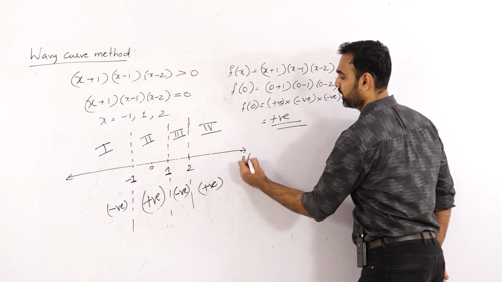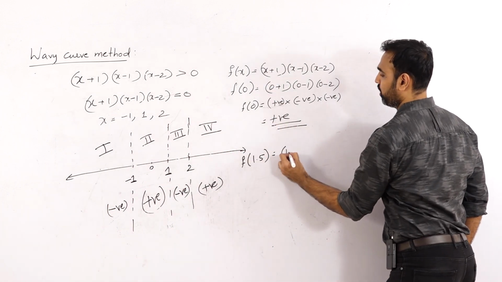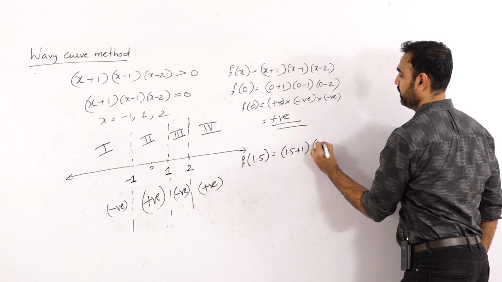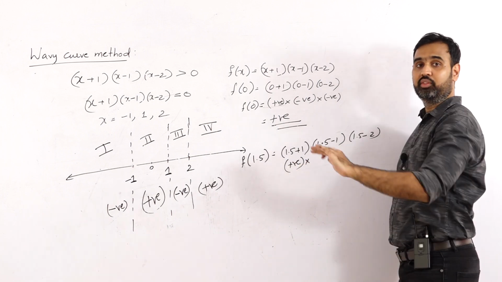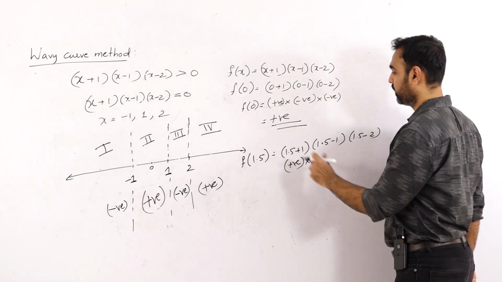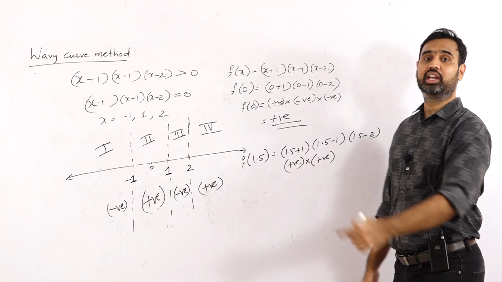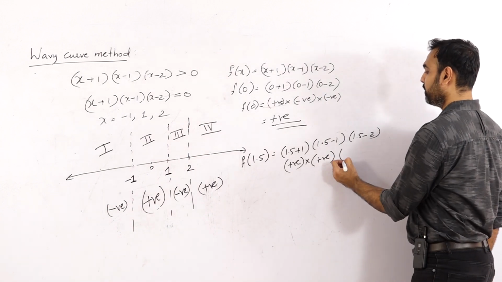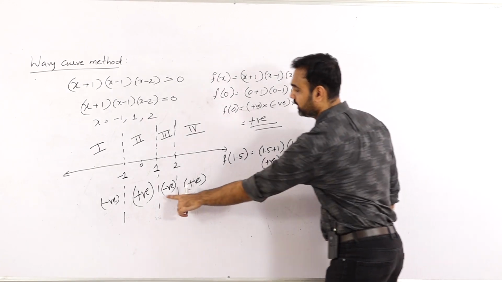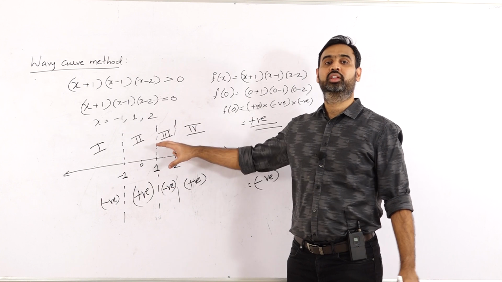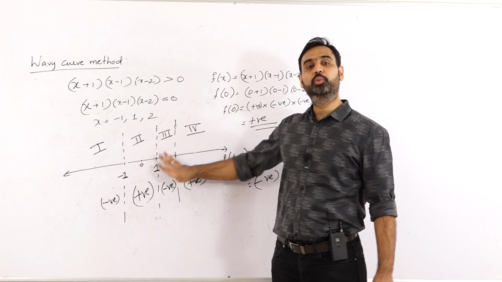We can verify that. For example, I substitute 1.5. 1.5 belongs to this region. So substitute that: 1.5 plus 1, 1.5 minus 1, 1.5 minus 2. We don't need the exact value, we only need whether it is positive or negative. 1.5 plus 1 is a positive value. 1.5 minus 1 is also a positive value, since 1.5 is greater than 1. And 1.5 minus 2 is a negative value. So positive into negative is negative. Did we get the negative value? So this region is negative. You substitute any value between 1 and 2 and verify, the output is going to be negative.